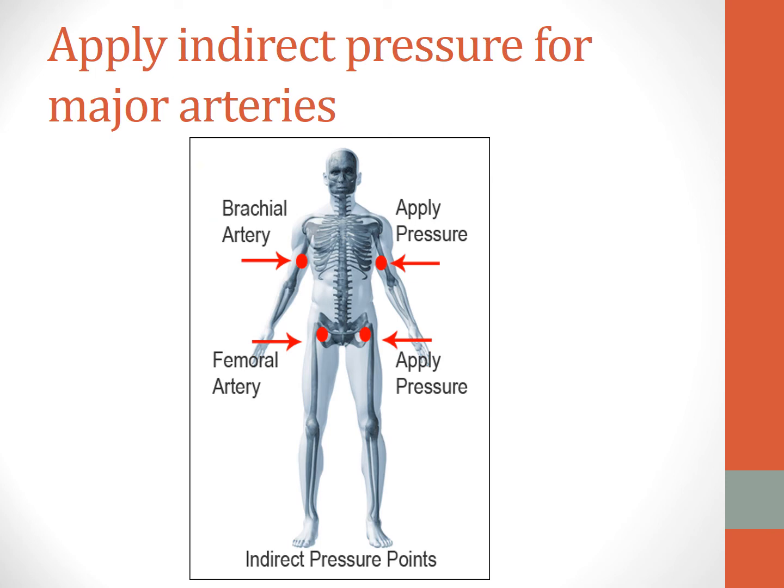Now, sometimes the bleeding is a lot. There is this method of applying indirect pressure for major arteries. If you look at the picture there, you see the four parts of the upper arm and the side of the hips where you can press. When you press directly on the major arteries, they will stop bleeding quickly.